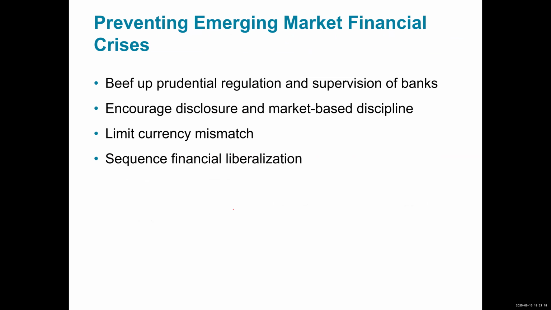So what are some of the things we can do to prevent financial crisis in emerging market economies or developing countries? Most of the time, the banks in those countries are the ones mismanaging credit, giving a lot of loans, and they have weak supervision. We need to beef up prudential regulation and supervision of banks, encourage disclosure and market-based discipline, limit currency mismatch, and sequence financial liberalization with globalization.